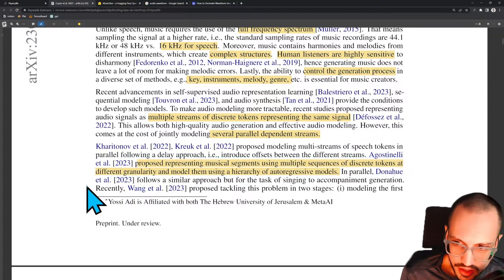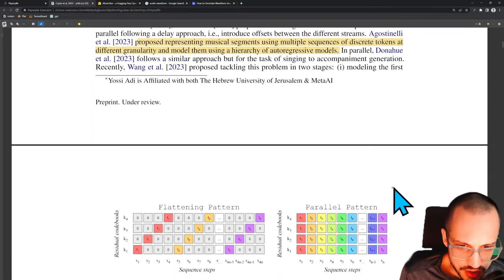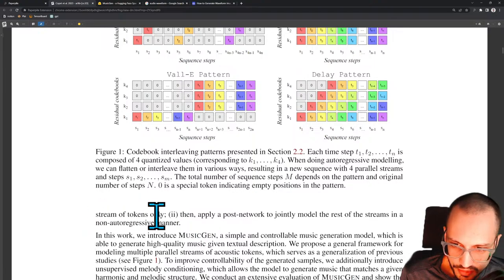In parallel, Donahue et al. follow a similar approach, but for the task of singing to accompaniment generation. Recently proposed tackling this problem in two stages, first modeling the stream of tokens only and then applying a post network to jointly model the rest of streams in a non-autoregressive manner.